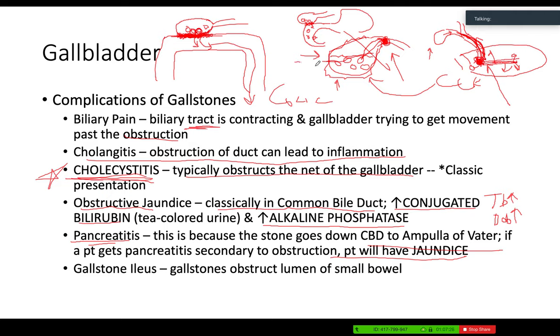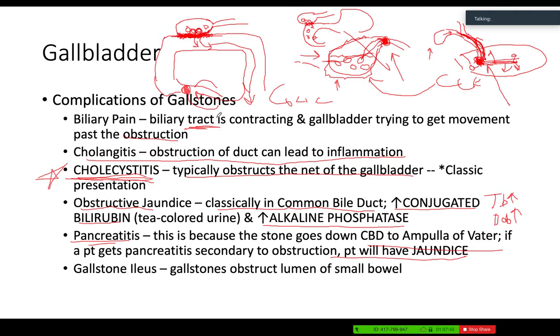So when we get all the way down to the terminal ileum, I'm just going to use this diagram to sort of show, as we get down to the terminal ileum, we can get an obstruction. These gallstones can become lodged here at the terminal ileum and end up causing an ileus, an obstructive ileus, because now no stool can pass through into the colon, okay?